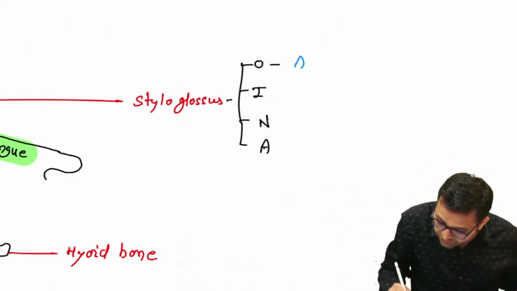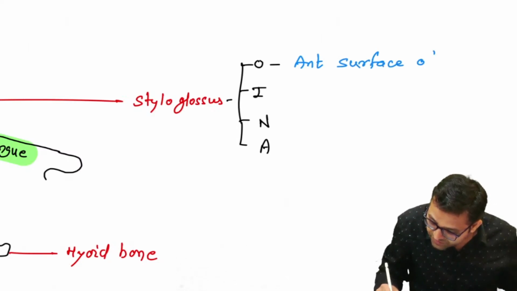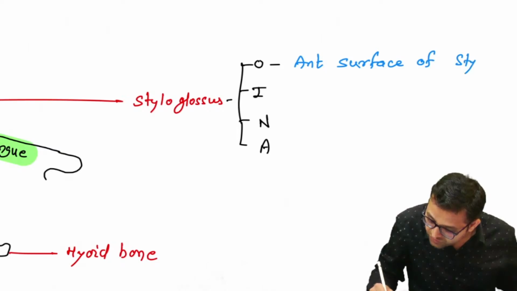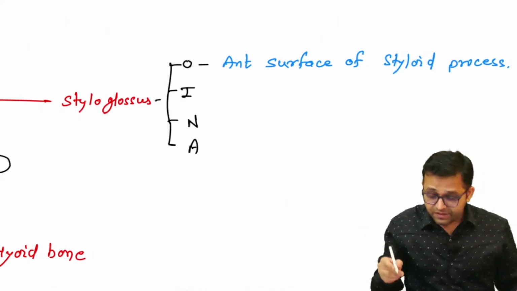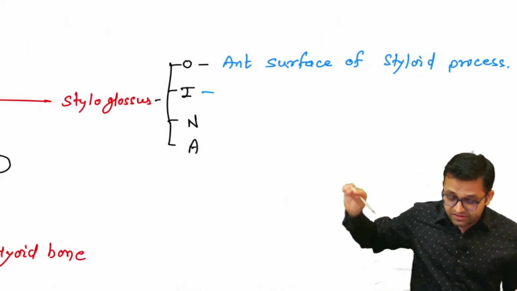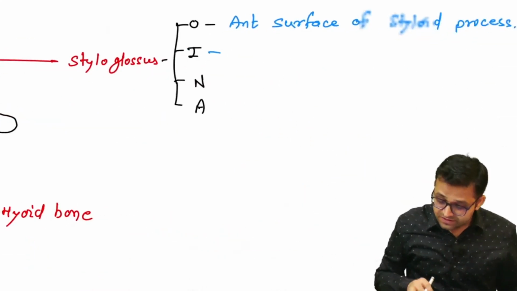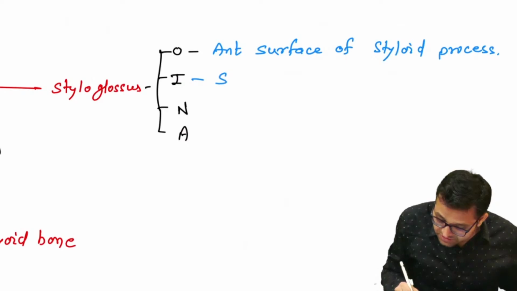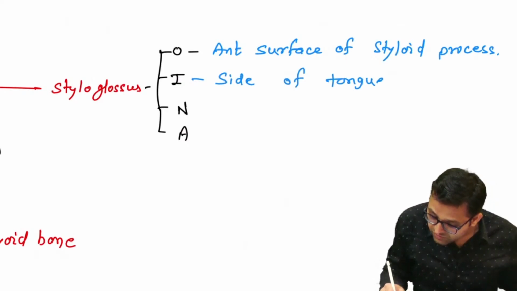It is taking origin from the anterior surface of the styloid process. Agree everyone? Where is it getting insertion? It is getting insertion at the side portion of the tongue. Yes, where is it getting insertion? On the side of the tongue.